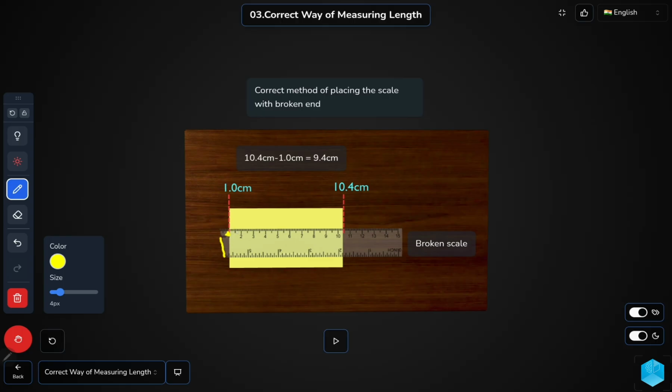Now for instance, here you have a piece of paper. You are measuring this piece of paper with the help of a 15 centimeter scale. So you place one end of the paper on 1, and the paper comes till 10.4 here. Because you have started from 1, you subtract 1 centimeter from this 10.4. So 10.4 minus 1 centimeter is equal to 9.4 centimeter. So the length of this paper is 9.4 centimeter. In this way, you can measure in case your scale is broken on any end.